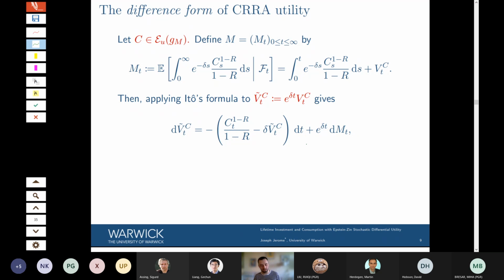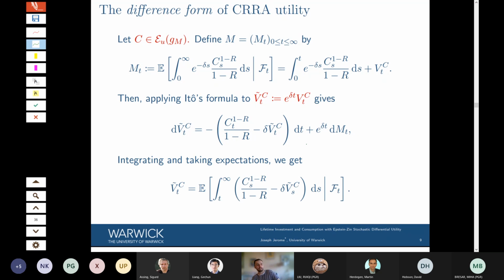Now this is pretty dodgy, but we're going to integrate and take expectations, and we get that v tilde is equal to the following. So we're integrating between time t and time infinity, and then taking conditional expectations. Obviously, we can't necessarily take conditional expectations because this thing is probably just a local martingale. There's nothing to say that it's a uniformly integrable martingale. Also, this integral here at the bottom isn't necessarily well defined.